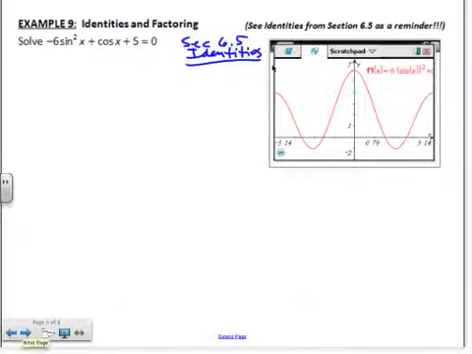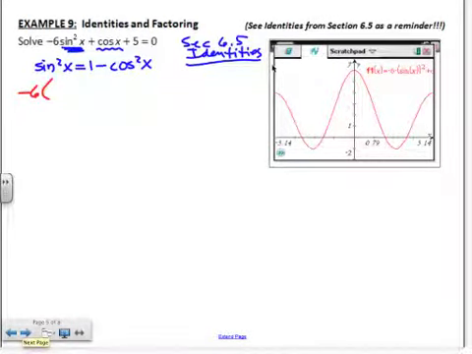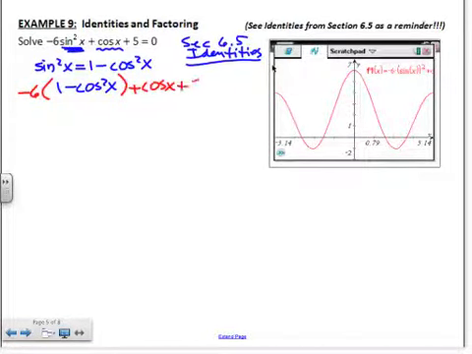The identity that is useful here: I can't get rid of cosine very easily, so what I want to do is see if I can write sine squared in terms of cosine. And we have the nice little Pythagorean identity that sine squared can be written as 1 minus cosine squared. Sine scared, and it does scare us. All right, so here we go. -6 times parentheses 1 minus cosine squared of x, plus cosine of x plus 5 equals 0.